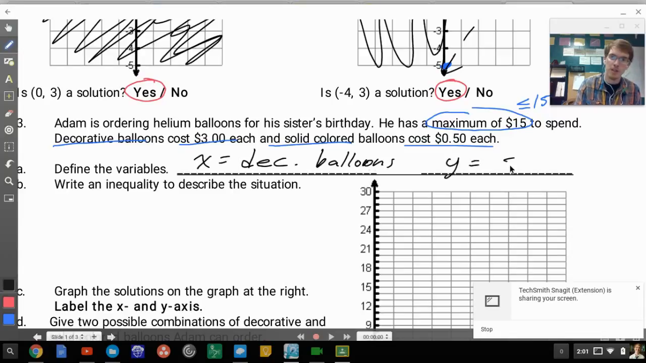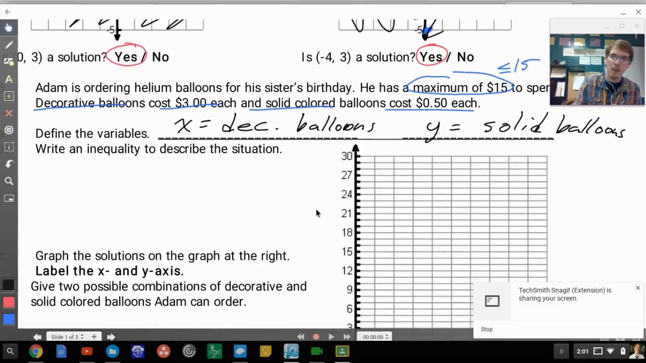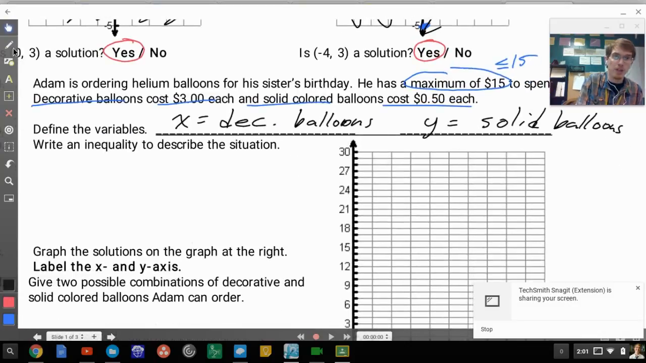And y is solid balloons. So writing the inequality, and often this is the hardest part. But once you get the hang of how we do this, there's really nothing to it. We said it's going to be less than or equal to 15 from the maximum up there.